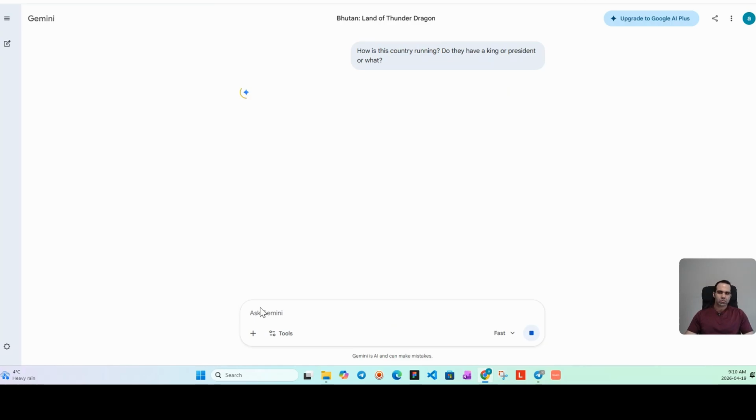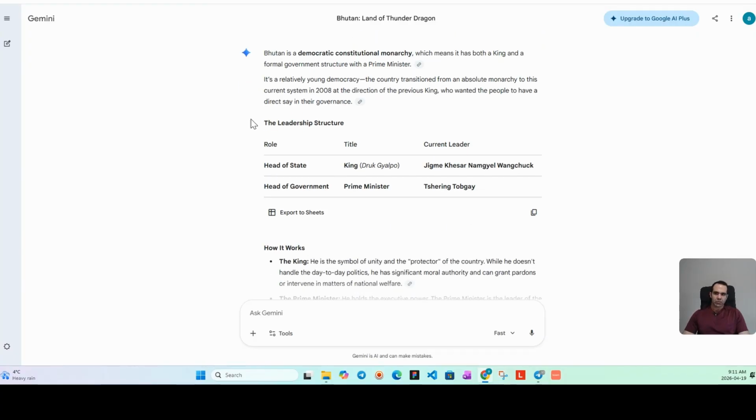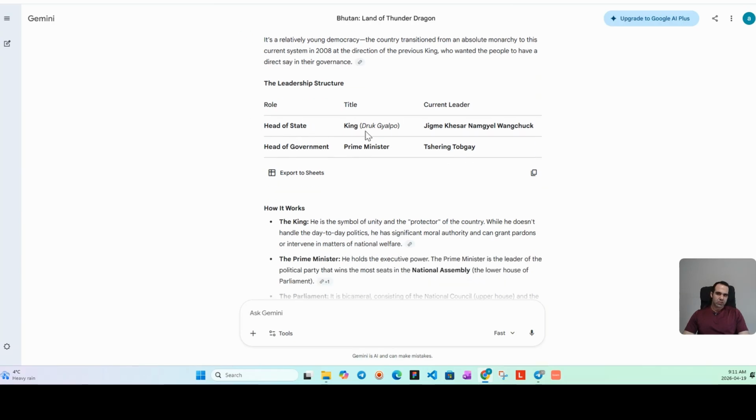So let's see how Bhutan is running right now. Bhutan is a democratic constitutional monarchy. Okay, democratic monarchy, which means it has both a king and a formal government structure with a prime minister. It's a relatively young democracy. The country transitioned from an absolute monarchy to this current system in 2008 at the direction of the previous king, who wanted the people to have a direct say in their governance. Head of state is a king, and head of government is a prime minister.